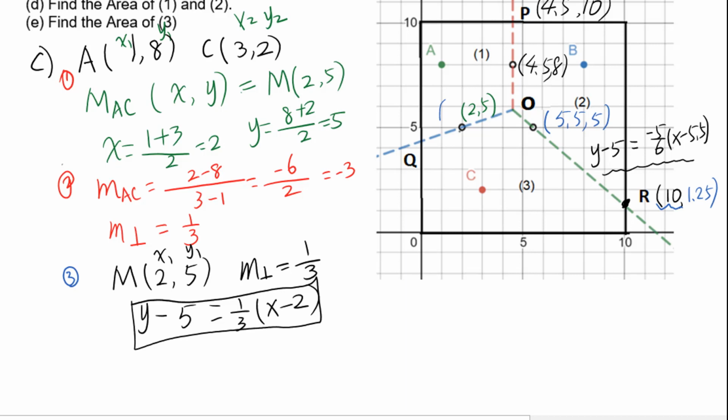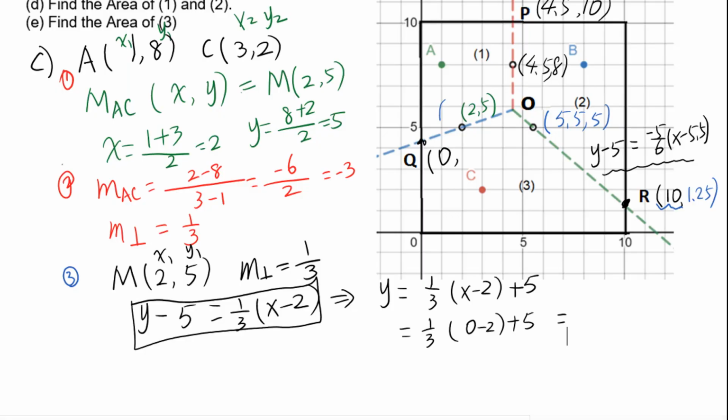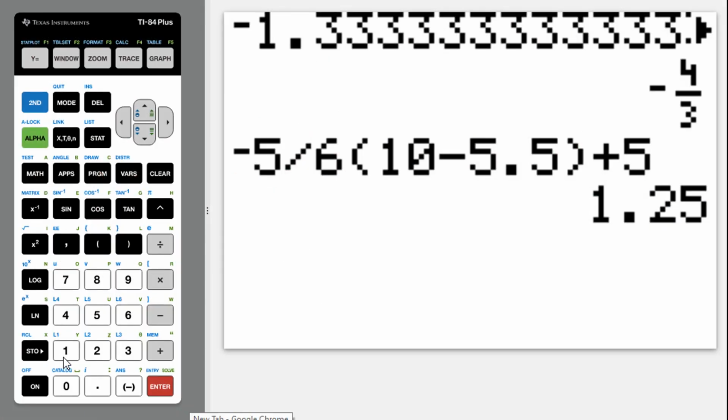We try to get the coordinate for this Q. From this Q, we know the x coordinate is 0. So we change this into y equals. Cross the river, change the sign. You will get 1 over 3 times (x minus 2) plus 5. So we plug 0 into this. Then go to the graphing calculator.